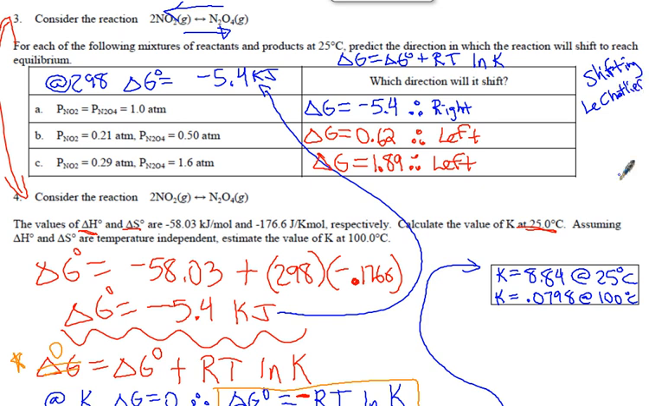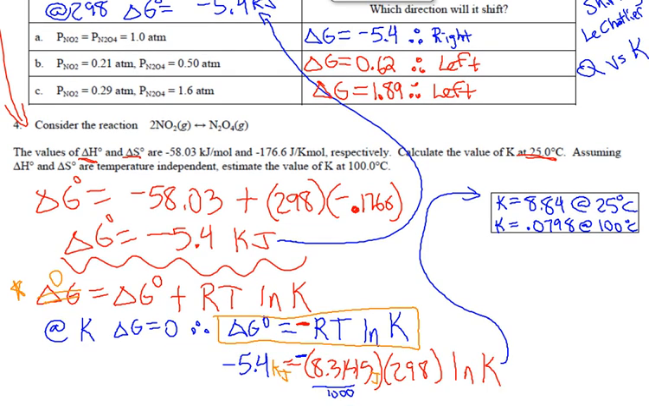You can still gain a lot of the points by talking about shifting, Le Chatelier's principle, and comparing Q. Q is right now versus K, the equilibrium constant. Or you can go through the math and calculate delta G.